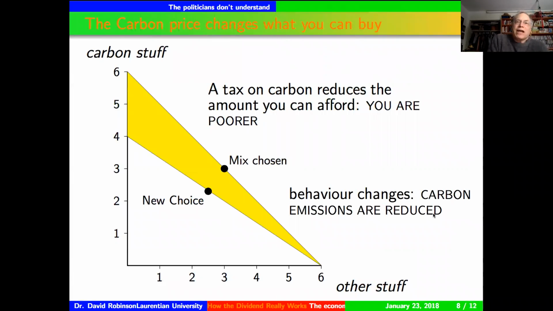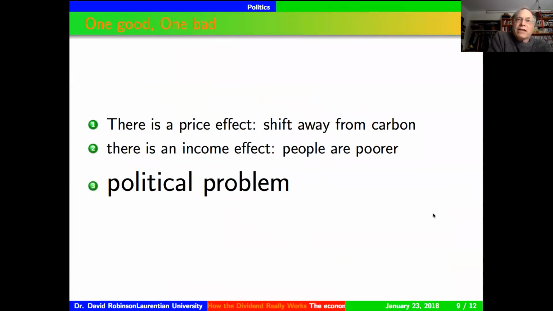So the triangle I'm talking about is this triangle here, which is all the possibilities that the tax takes away from people. They can't get to those because their budget won't let them buy anything in that yellow area that they used to be able to buy. Pretty simple idea. But they have changed their behavior when they pick a new point and buy less carbon, which is what we were after. So we got a price effect that shifts them away from carbon because carbon is more expensive, and that's good. And we have an income effect because they're poorer.